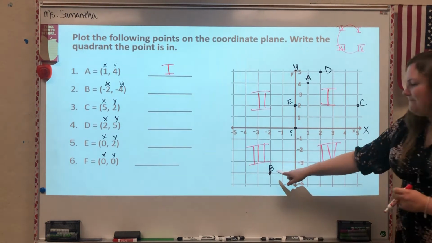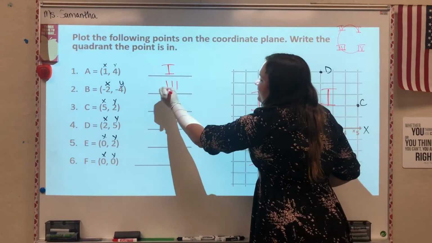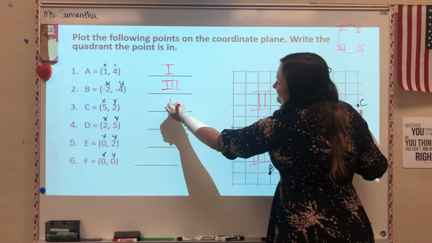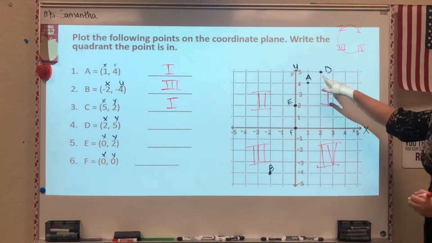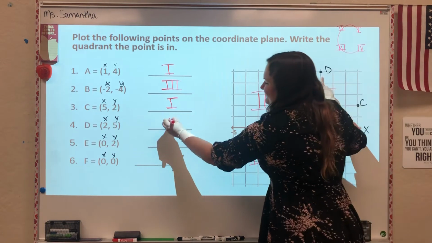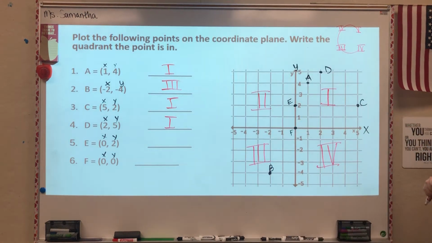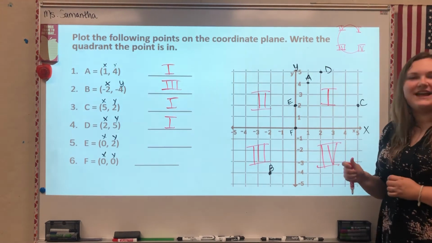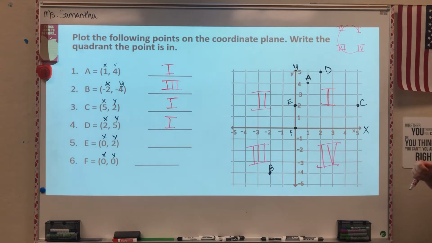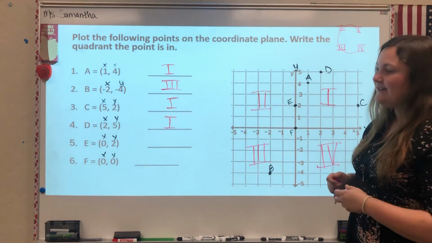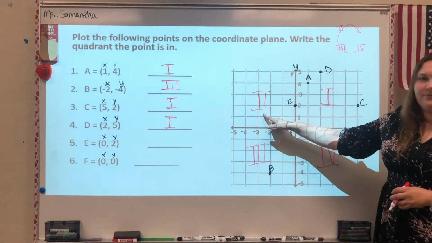All right, B is down here in quadrant 3. C is up here in quadrant 1. D is also up here in quadrant 1. So we've got 1 through 4. For 5, go ahead and take a guess. What quadrant would you say point E is in? All right. My guess is more people than not said E is in quadrant 2.